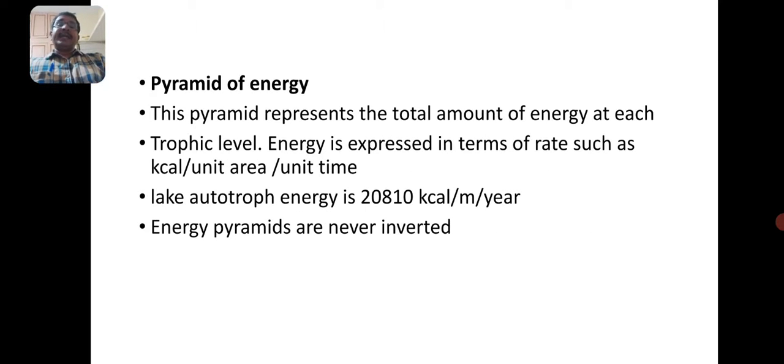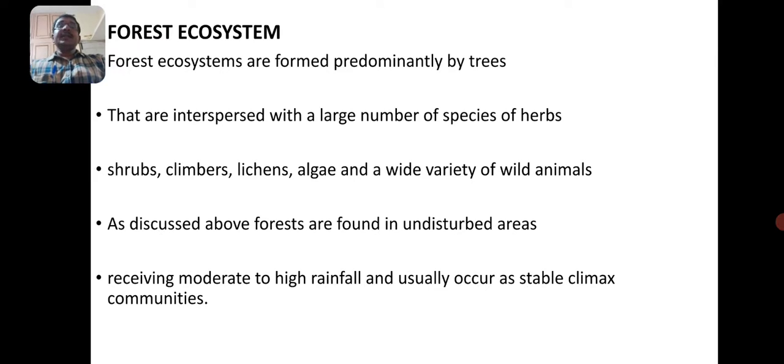Pyramid of energy. The pyramid of energy represents the total amount of energy at each trophic level. Energy is expressed in terms of rate, such as kilocalories per unit area per unit time. In a lake, the autotroph energy is nearly 20,810 kilocalories per year. The energy pyramids are never inverted. Next is the forest ecosystem.